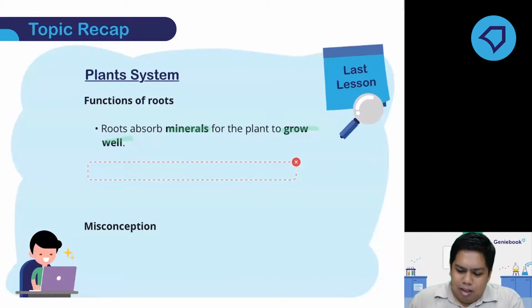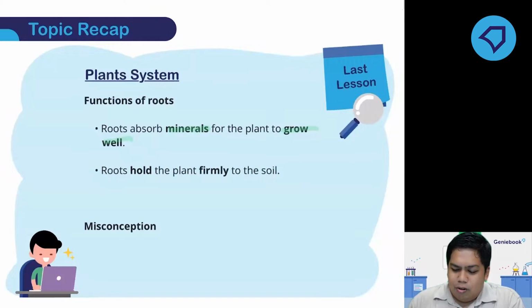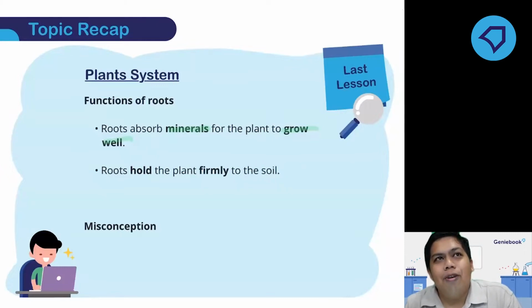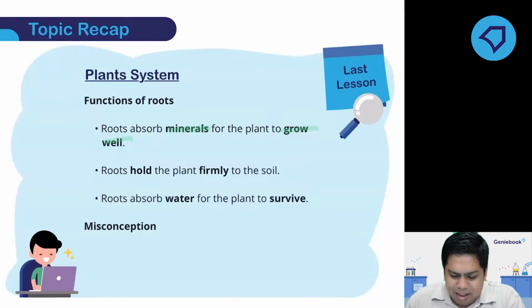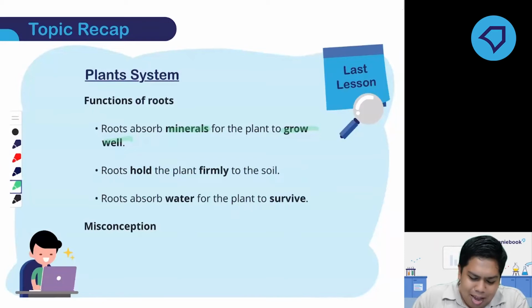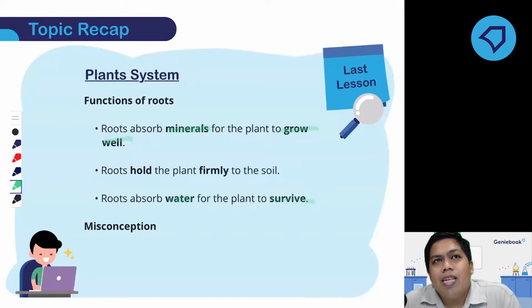So it is not just to grow well or to make food, but it is actually, oops, did I miss out the water one? Okay, sorry, it's the third point. Absorb water for the plant to survive. Just like any living thing, plants need air, food, and water to survive.